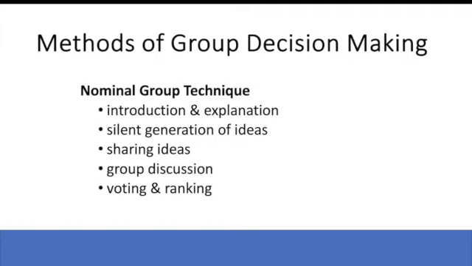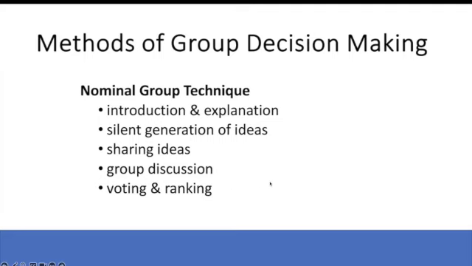I think you can combine it with Dewey's method, because you'll notice the nominal group technique doesn't talk about getting more information. It doesn't talk about setting up criteria, right? So I think you can add this silent generation of ideas and sharing ideas. And then you can also use voting and ranking.